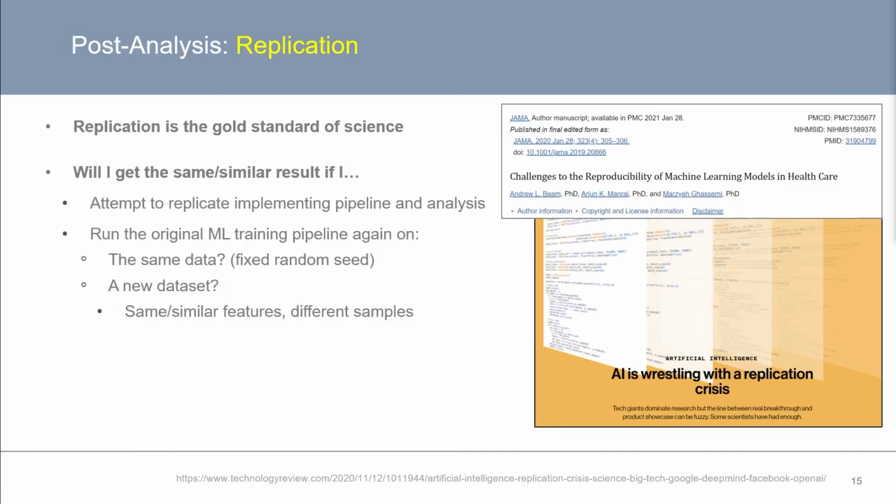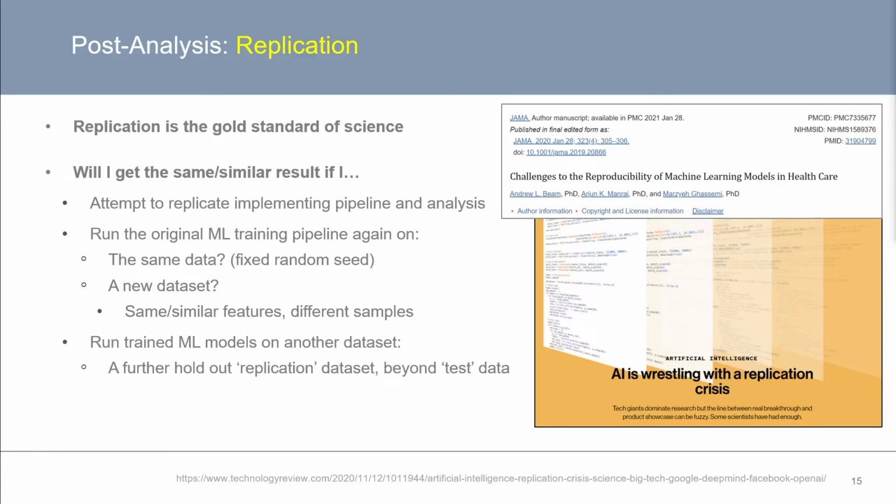Furthermore, if we use the original code to train a new model on some new data with the same or similar features, but include a different group of samples than those upon which the model was originally trained and evaluated, do we find that a similar model with similar performance is trained? And further, what if we take our trained models and see how well they make predictions on one or more new datasets? In practice, this could be some further holdout replication dataset beyond the test set partitions we've talked about so far for model evaluation.